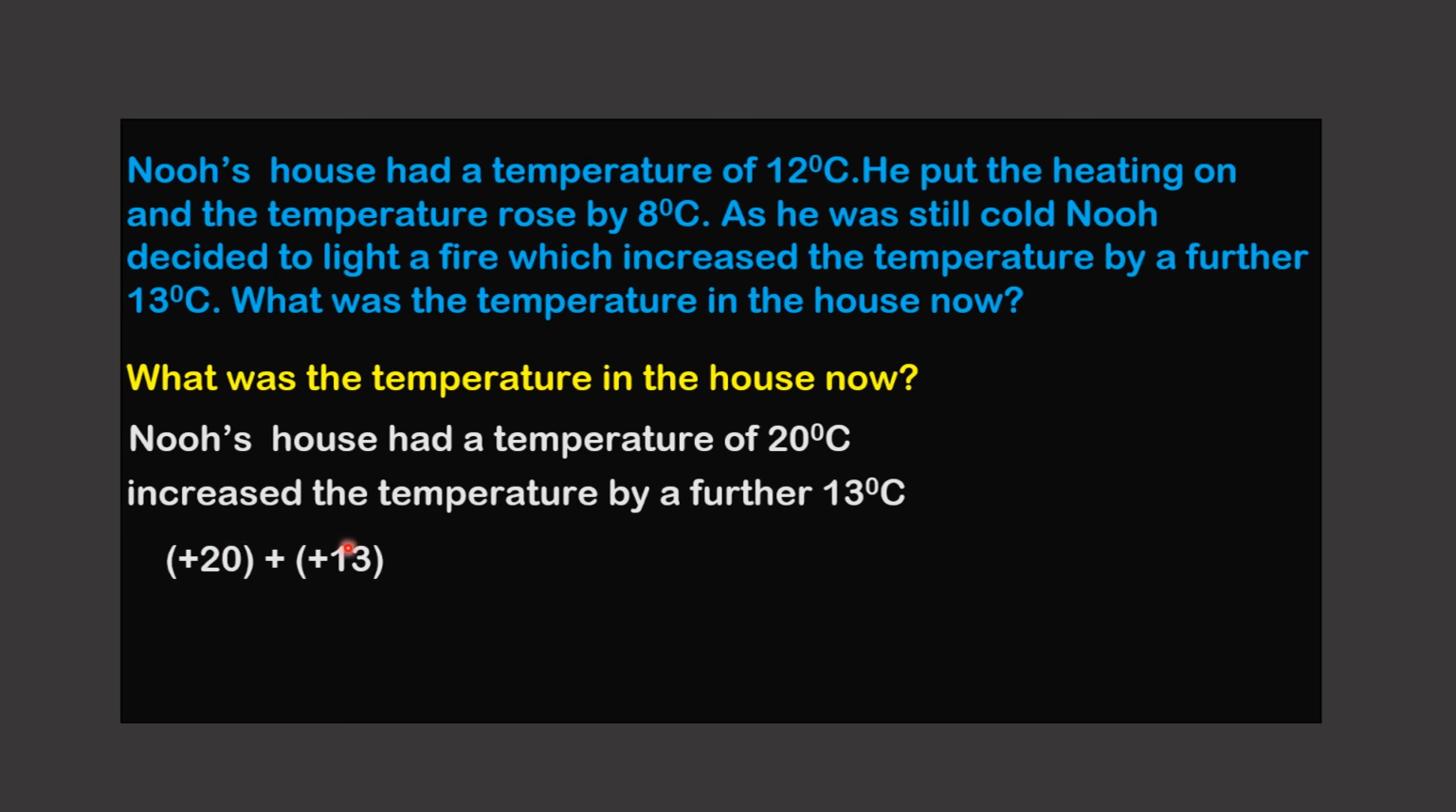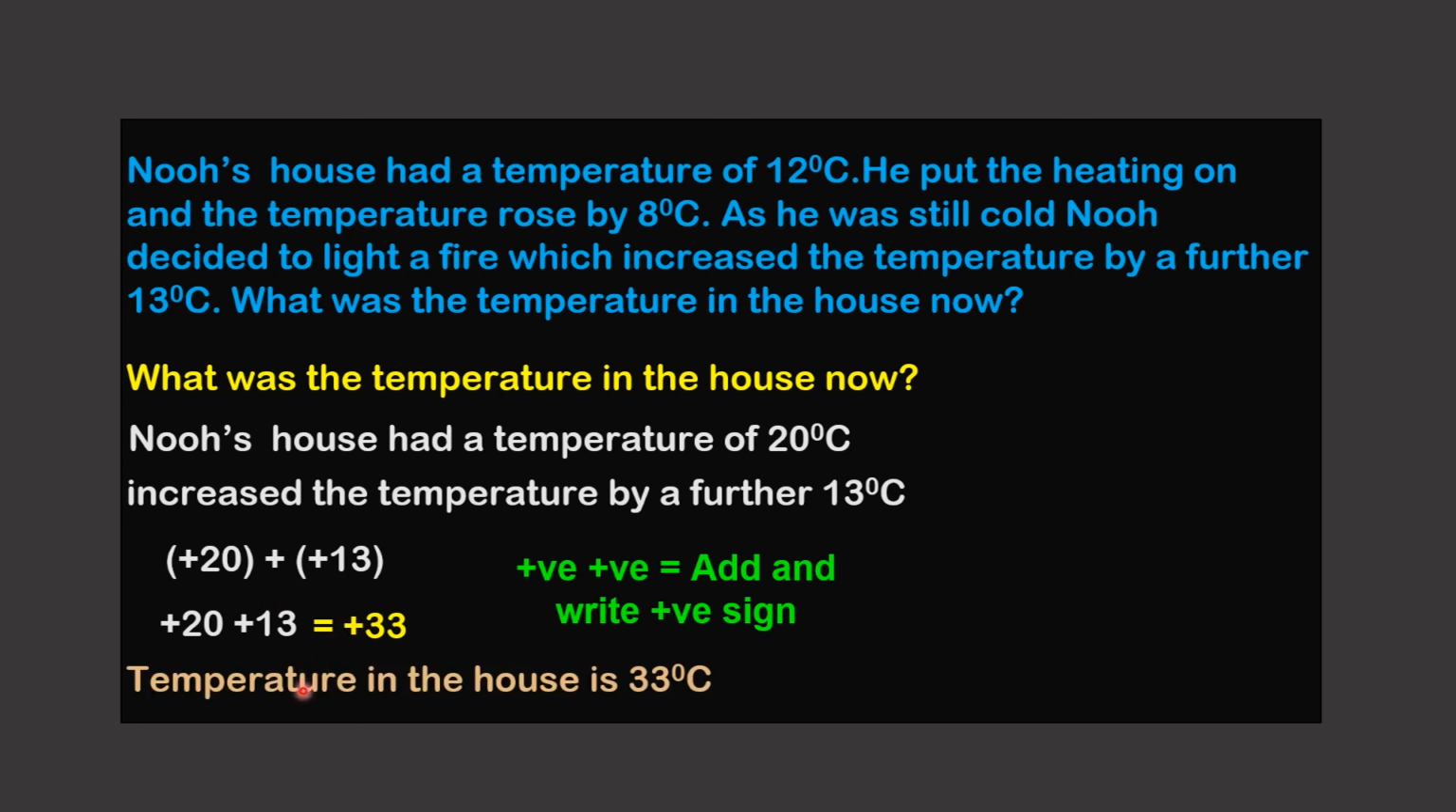So this is addition of two positive integers, right? So what we will do, rephrase the question. Write the first number as it is, plus 20, and the second number also as it is, plus 13, because that is addition, right? Then apply the rule. We have a positive and positive number here, isn't it? So we will be adding and writing positive sign. So we will add 20 and 13, we will get 33 and we will write the positive sign. So plus 20 plus 13 will give plus 33. So we know the temperature in the house is 33 degrees Celsius now, isn't it?